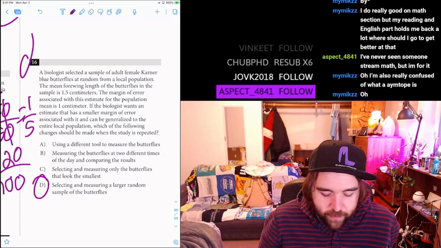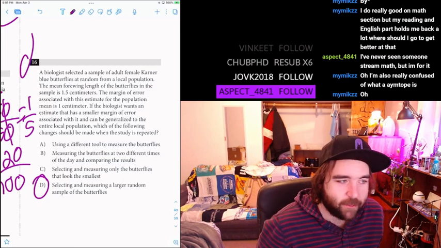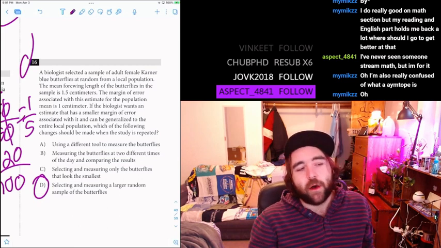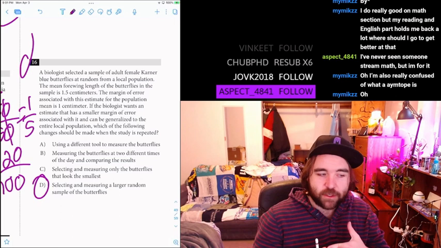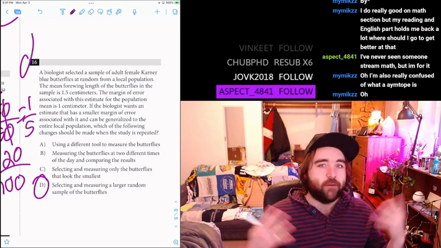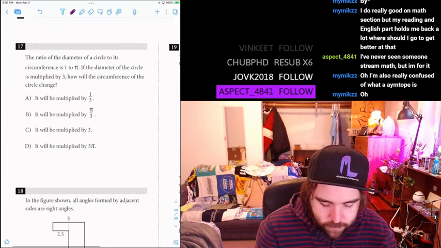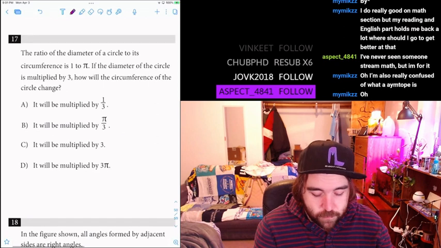So the different tool, that's just kind of talking about a different thing. Because that's like talking about your margin of error for each measurement. But that's not what they're talking about here. They're talking about when you do the data, you calculate a margin of error. And the margin of error that you calculate is going to be smaller if you have a bigger sample. That's like AP stat stuff. Or I guess normal stat stuff.